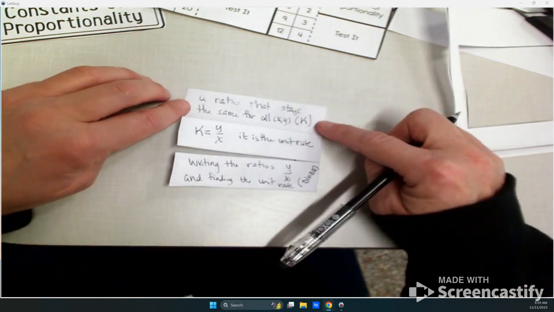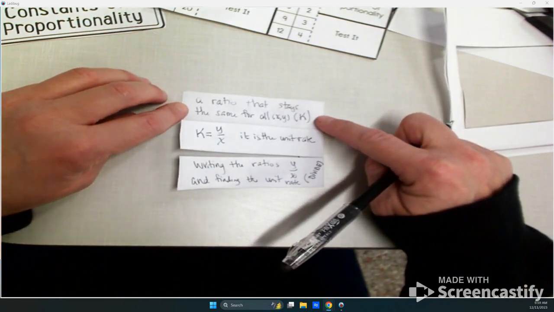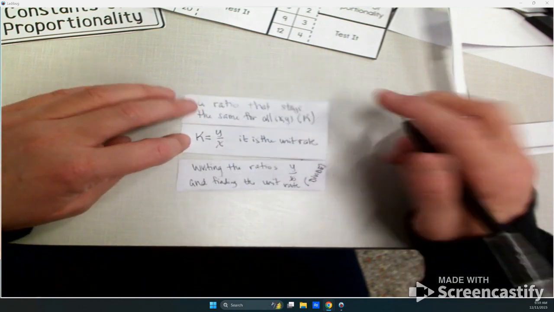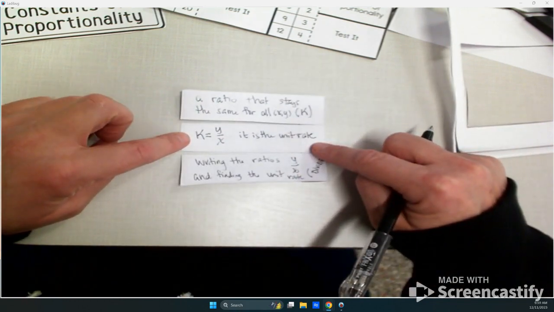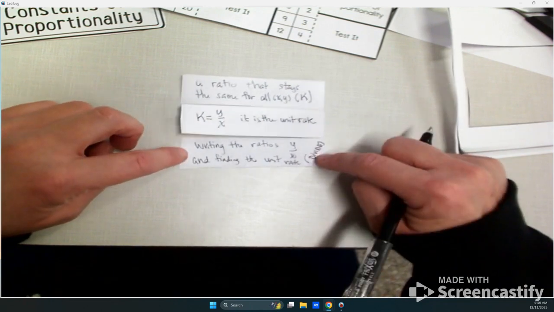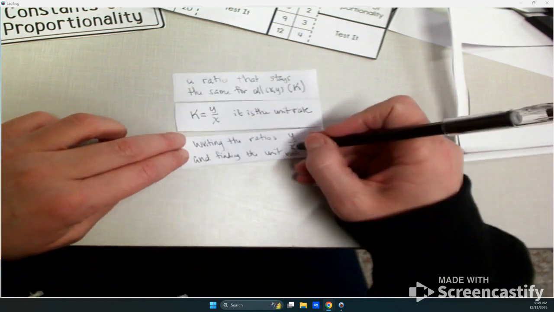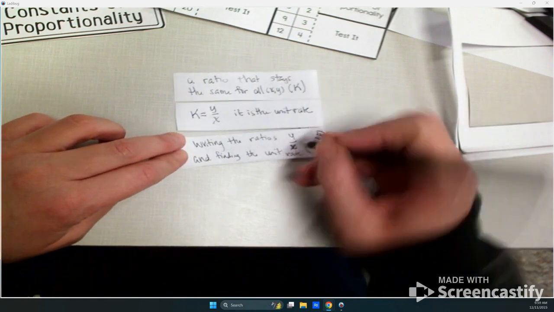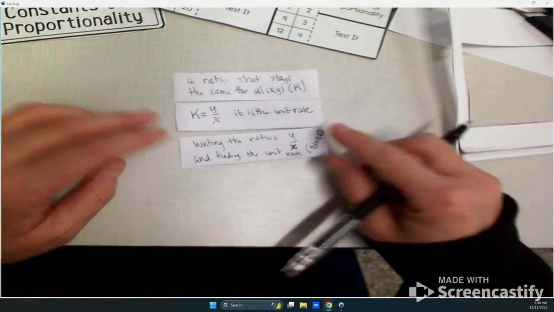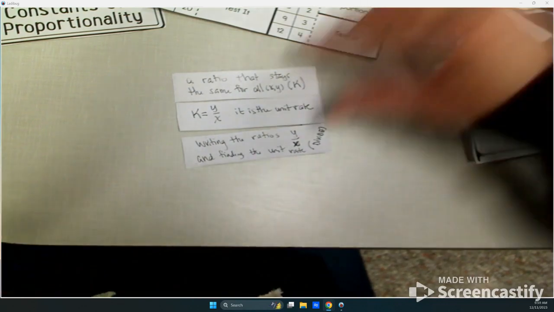So the constant proportionality is a ratio that stays the same for all x and y, and we call it k. K equals y divided by x, and it is the unit rate. Writing the ratios y over x is how to test it, and finding the unit rate, and we're going to divide. So we got that part. Why don't you go ahead and get caught up? I'll leave this here so you can see it.